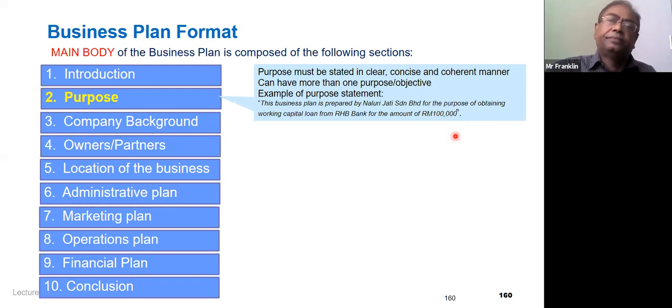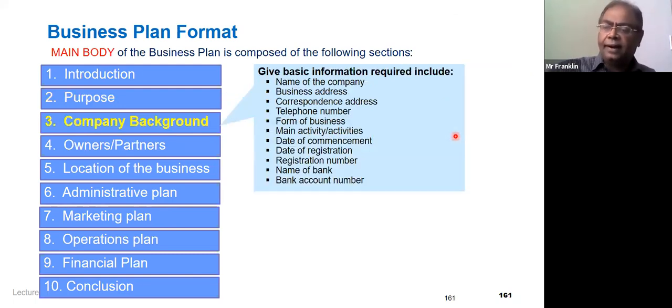Okay, next you talk about the company background. Let's say now you have opened the company. What is the name of the company? Business address, correspondence address, telephone number. What are the forms of business? Form 45, Form 44, all the forms that you have. And main activities, when you start, the date, registration number, name of bank account. All this information on the company background you should provide.